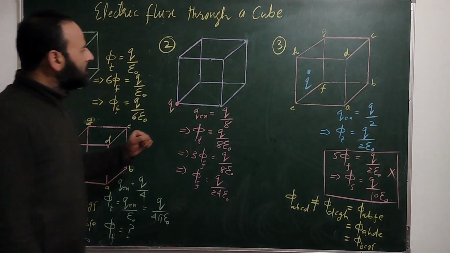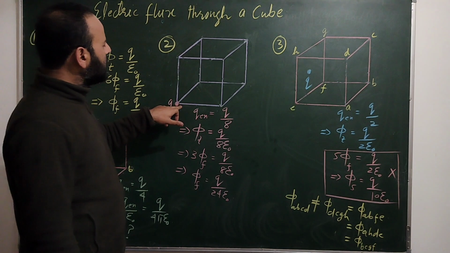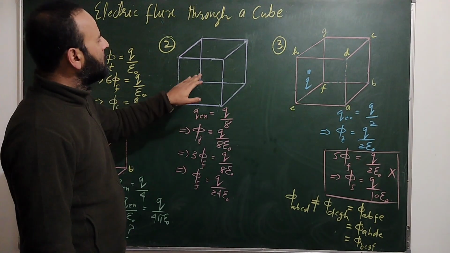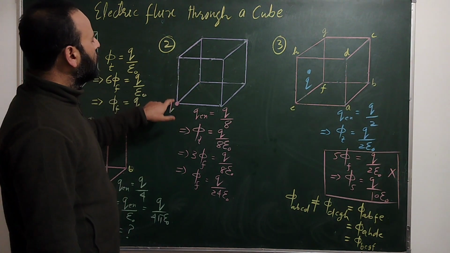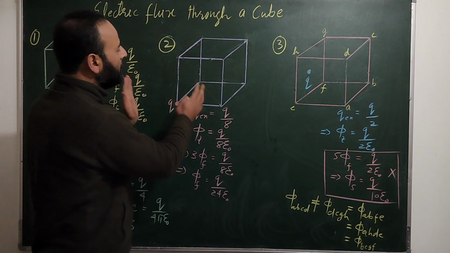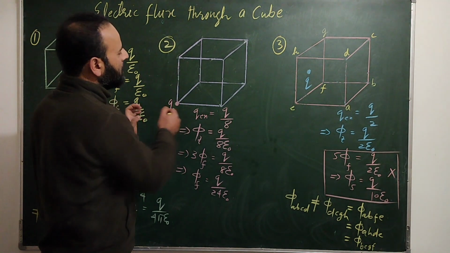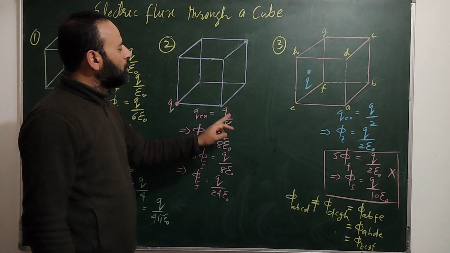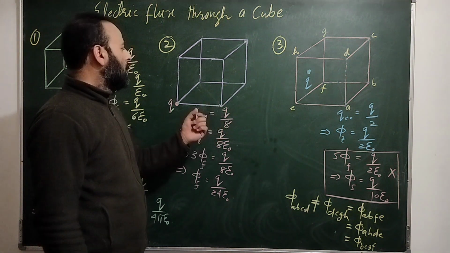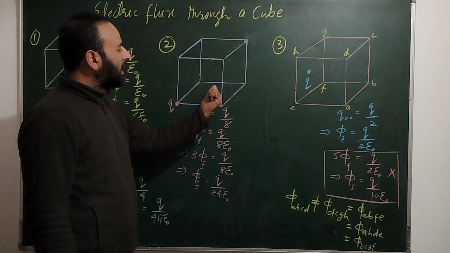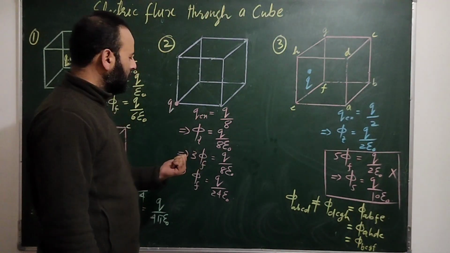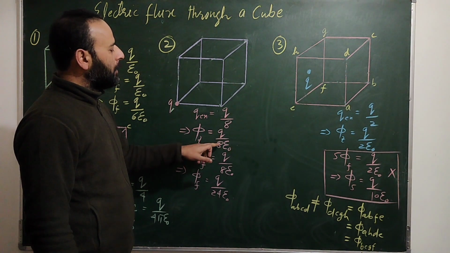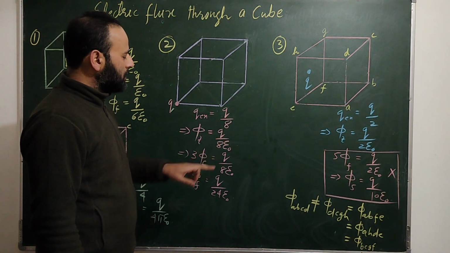Now the second case is when the charge is at the corner of a cube. If we look at this system, we have to enclose this charge, so we need 8 cubes so that the charge is completely enclosed. That means the charge enclosed in this cube is Q divided by 8. So the total flux is charge enclosed divided by epsilon naught, that is Q by 8 epsilon naught.